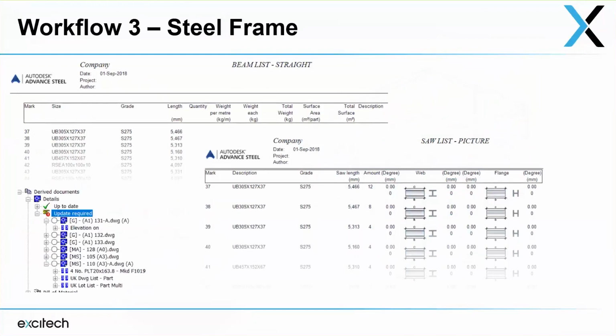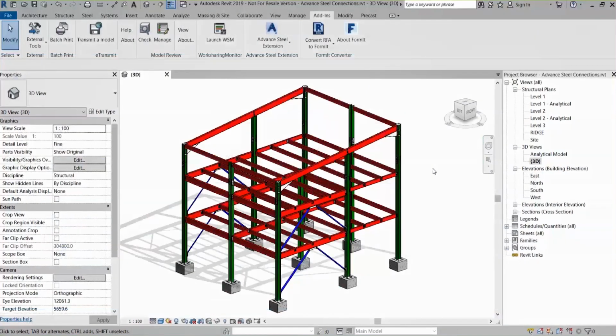The other great thing with Advanced Steel as well is if you make a change in Revit, you can synchronize the Revit model back into Advanced Steel, and you can very easily then see the drawings that are up to date, the green tick, and the drawings that require an update, the one with the little red question mark there. So that's a really nice thing as well. You can see how many new drawings you'd have to reissue.